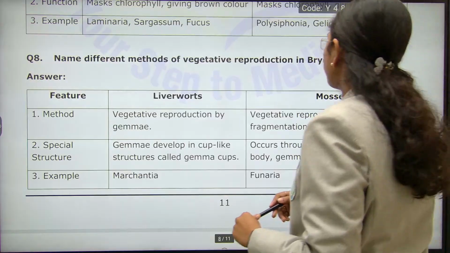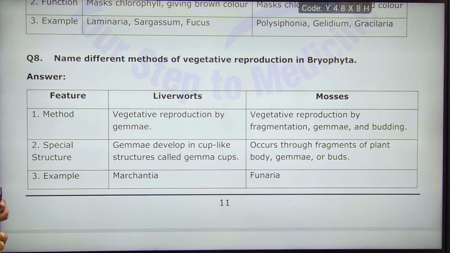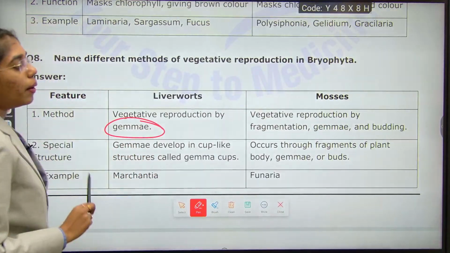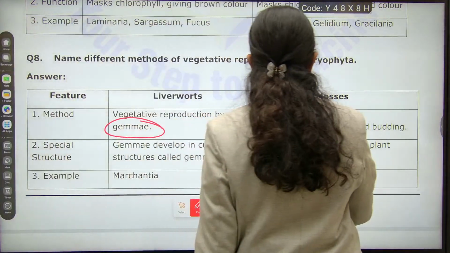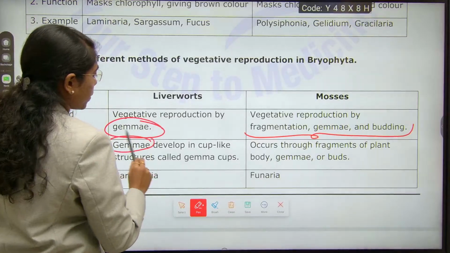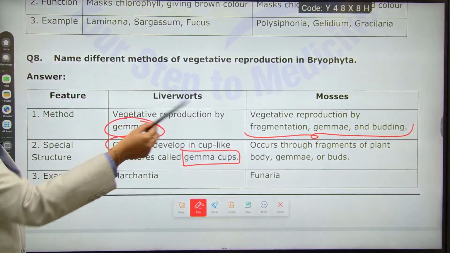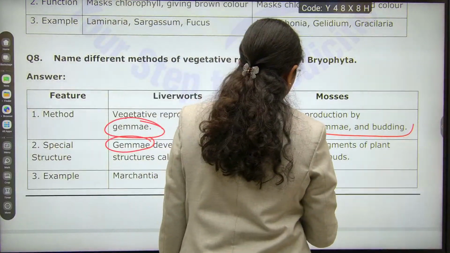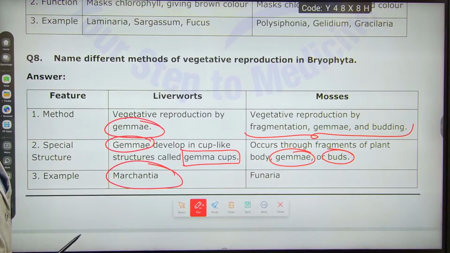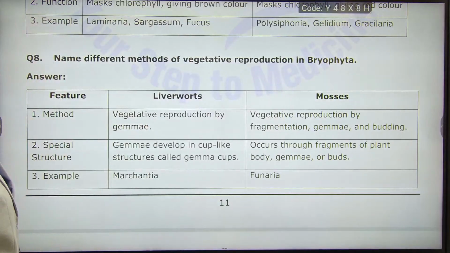Name different methods of vegetative reproduction in bryophytes. Liverworts vegetative reproduction is by gemma. Mosses vegetative reproduction is by fragmentation, gemma and budding. Special structures, here gemma develop in cup-like structures called as gemma cups. This occurs through fragments of plant body, gemma and buds. Fine. Examples include, under liverworts this is Marchantia, under mosses examples include Funaria.